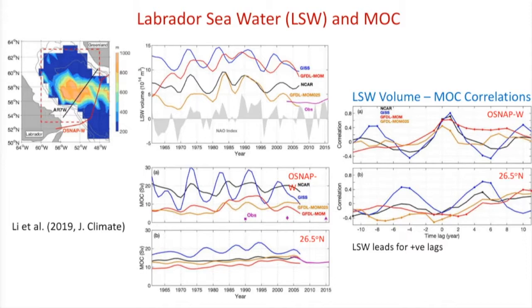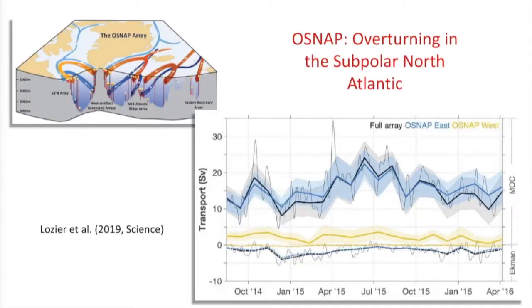So one conclusion from this study is that even though in the models the Labrador Sea is showing as a dominant region impacting AMOC variability, perhaps that's due to a much larger Labrador Sea water volume in the models, leading to stronger overturning circulation.